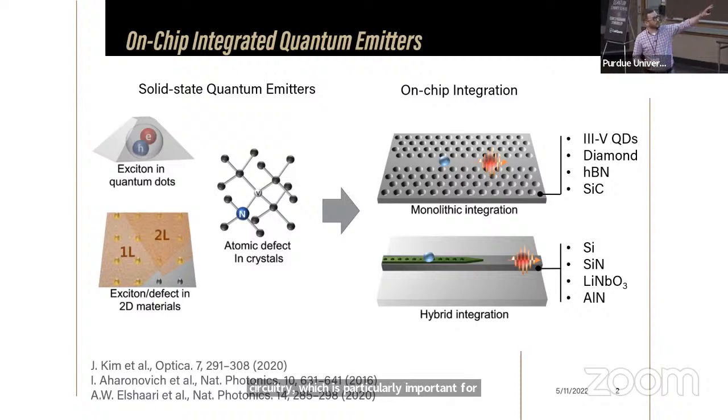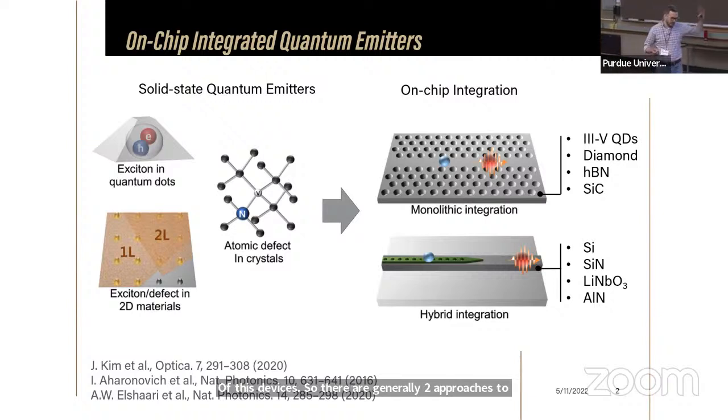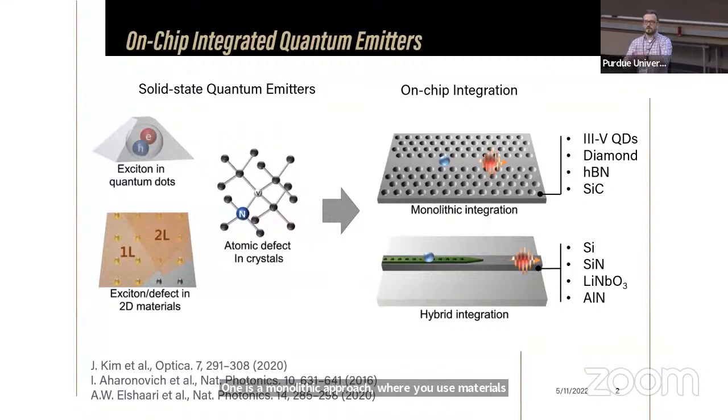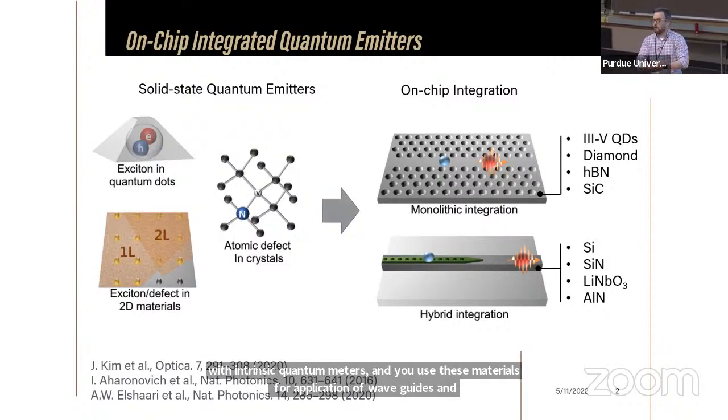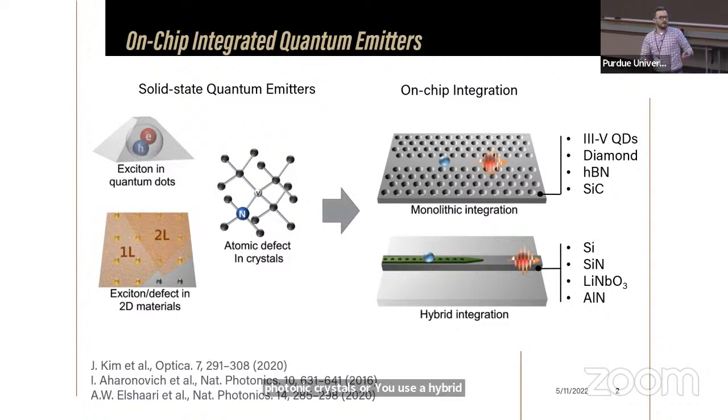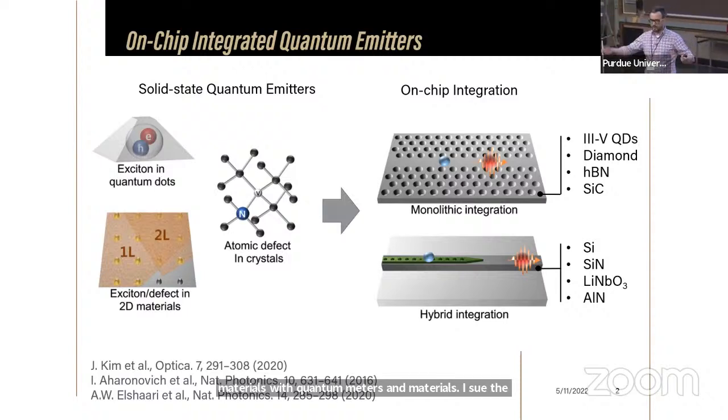So there are generally two approaches to integrate solid-state quantum emitters with photonic circuitry. One is a monolithic approach, where you use materials with intrinsic quantum emitters, and you use these materials for fabrication of waveguides and photonic crystals, or you use a hybrid approach where you have materials with quantum emitters and materials suitable for the fabrication of the full-fledged photonic circuitry, and you combine these two dissimilar materials.